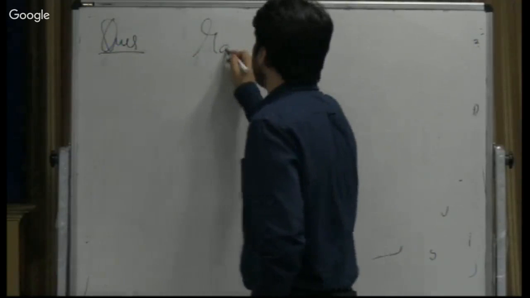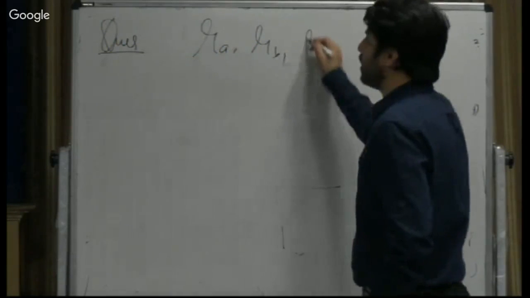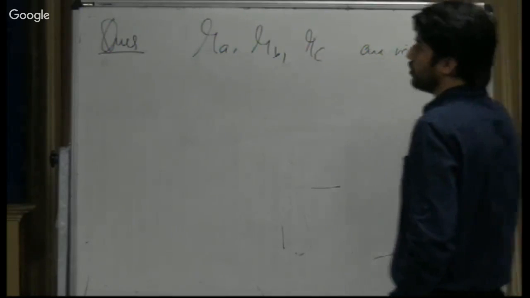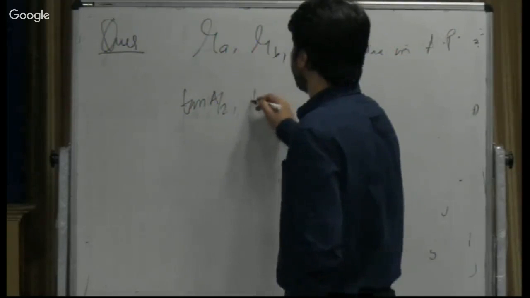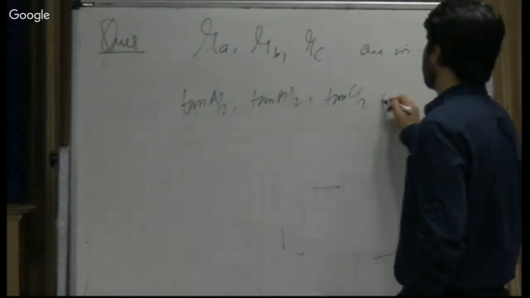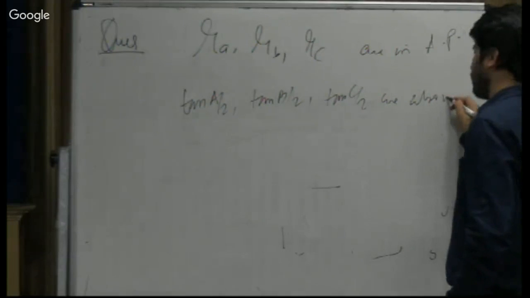Now tell me, the question says RA, RB and RC are in AP. Show that tan A by 2, tan B by 2 and tan C by 2 are also in AP. I think one line will prove it.